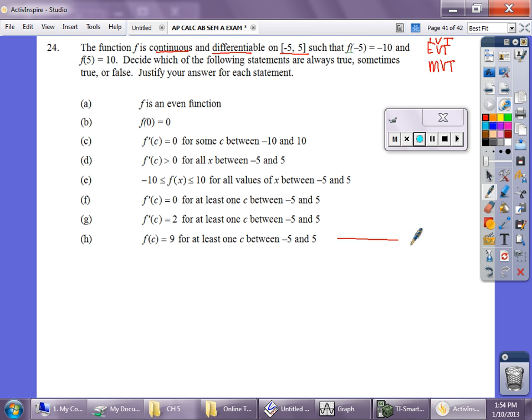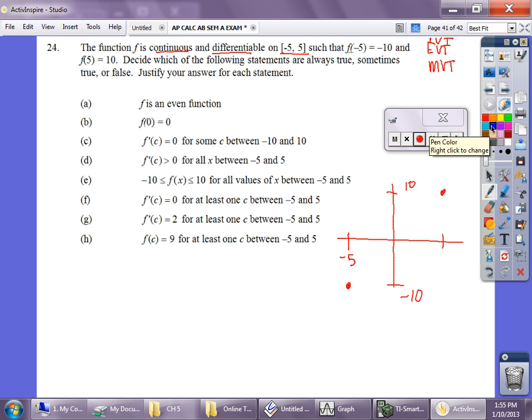so when they give me points, I actually just graph it out. F of negative 5 is negative 10. F of 5 is positive 10. Alright, so all they did was give me 2 points. So now we have to decide if this is true, sometimes true, or false. F is an even function.